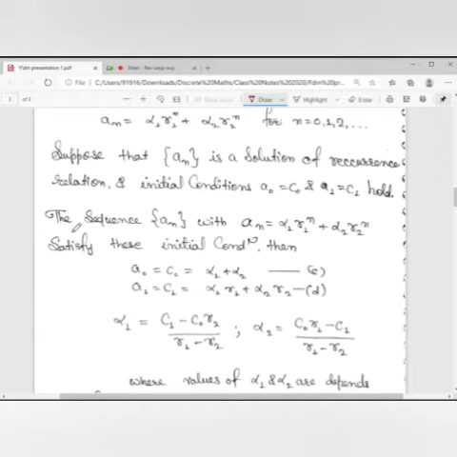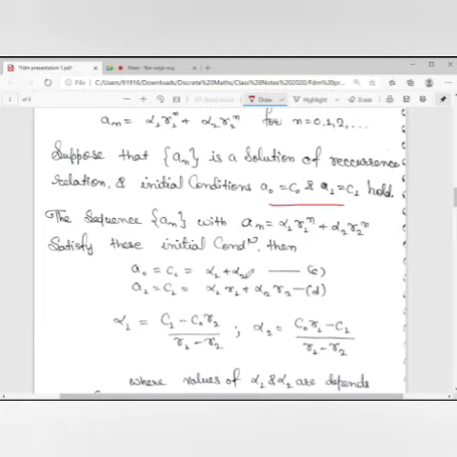Now, if the sequence a_n with a_n equal to alpha 1 R1^n plus alpha 2 R2^n satisfies these initial conditions, then we will get a0 equal to c0 equal to alpha 1 plus alpha 2. If we put 0 in the place of n in this equation, we will get only alpha 1 plus alpha 2. Similarly, a1 equal to c1 is equal to alpha 1 R1 plus alpha 2 R2. In this equation, we put 1 in the place of n, then we will get alpha 1 R1 plus alpha 2 R2. I have represented these both equations as C and D.